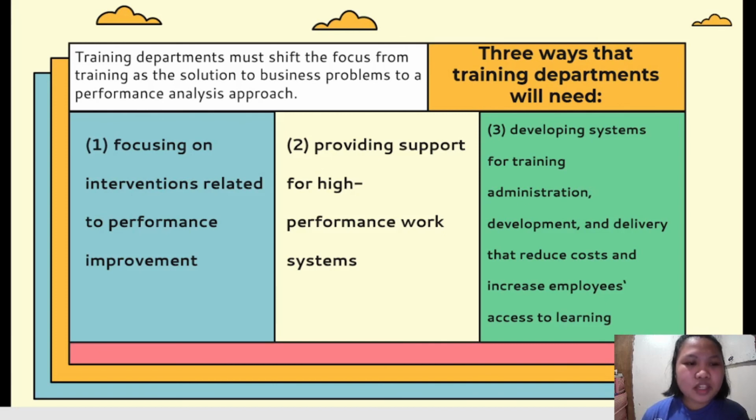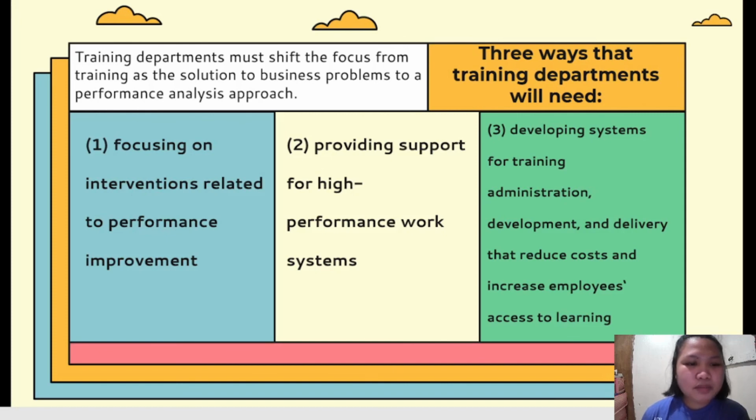Three ways that training departments will need to be involved are: one, focusing on interventions related to performance improvement; two, providing support for high-performance work systems; and three, developing systems for training administration, development, and delivery that reduce costs and increase employees' access to learning.